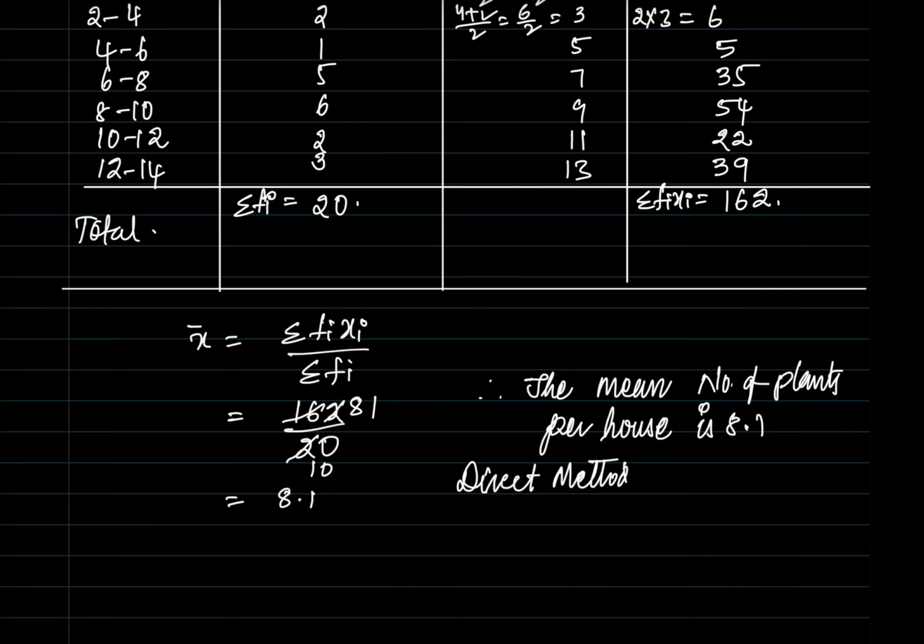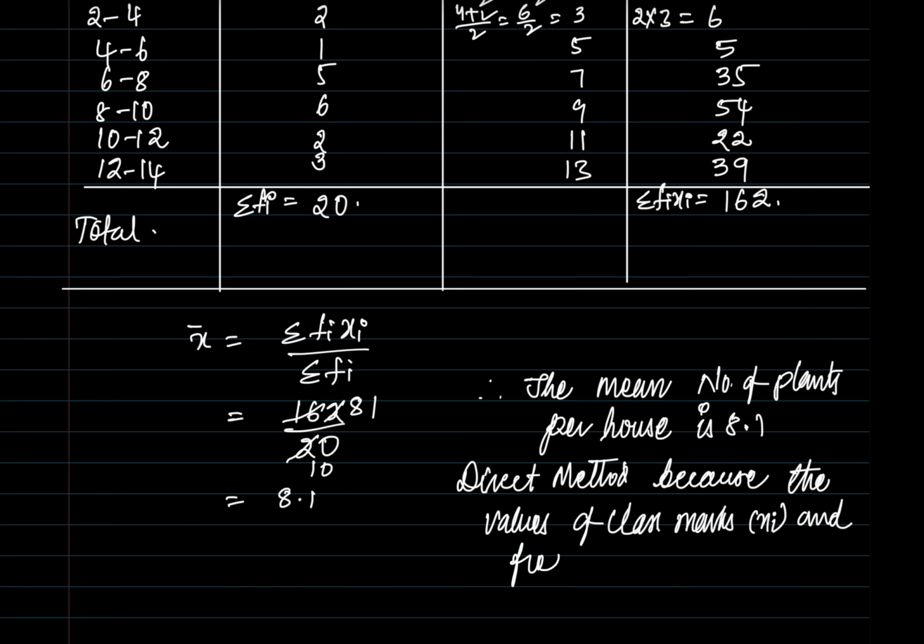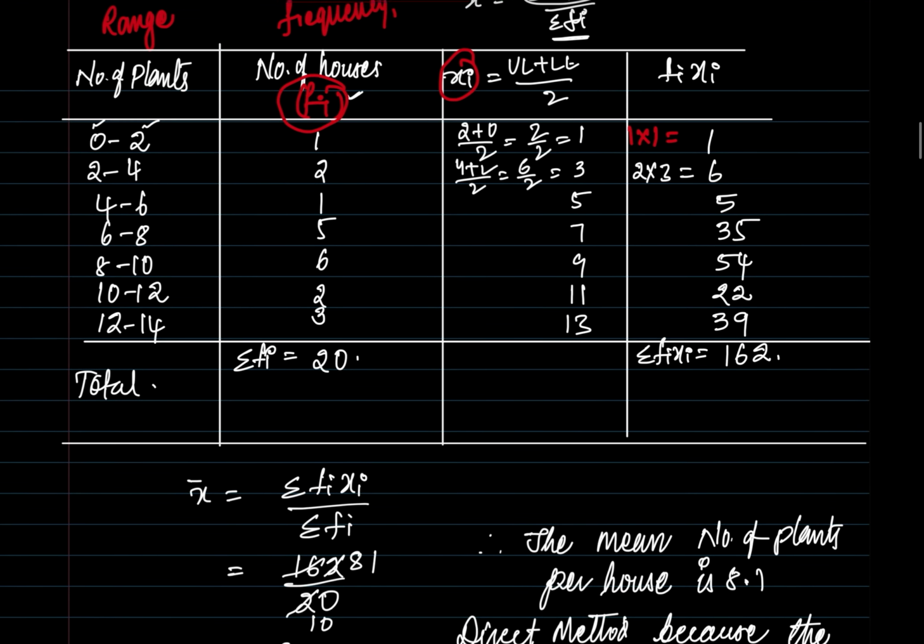Because the values of class marks, that is xi, and the frequency are small, we are using the direct method. Since they are small, we can use the direct method, or you can use any method, whichever is suitable. Okay, this is the first method we have done, the direct method.